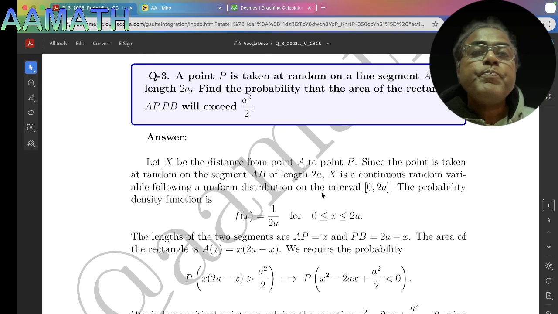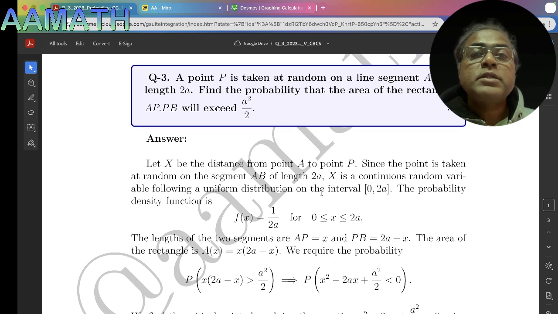Question number 3. A point P is taken at random on a line segment AB of length twice a. Find the probability that the area of the rectangle AP into PB will exceed a square by 2.